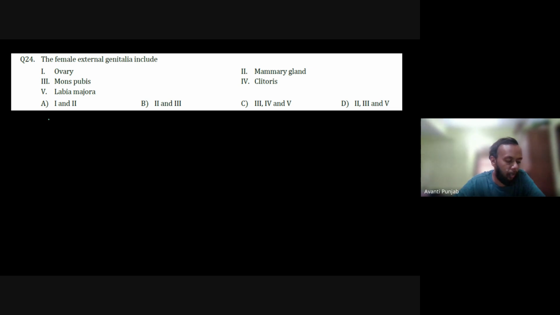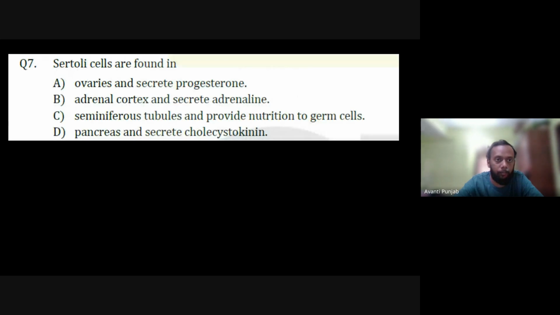ठीक है. क्वेश्चन में आपके यहाँ पे पूछा गया कि यहाँ पे कुछ ऑप्शंस हैं and they have asked the question about which of them are my female external genitalia. And yes, mons pubis, labia majora and my clitoris are my female external genitalia. So my options 3, 4 and 5 are going to be the correct answer. All right, ठीक है. चलो.